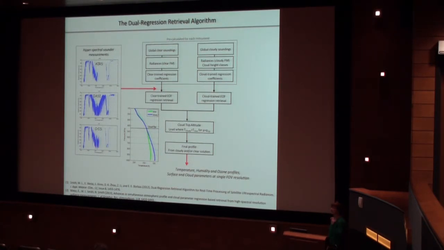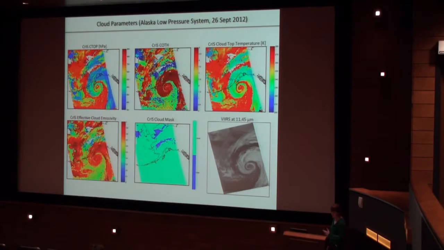I just want to emphasize here that we derive the cloud pressure directly from the temperature profiles, not just from a few selected channels. So these are our cloud parameters for one case, a low pressure system over the Gulf of Alaska. We have cloud top pressure, cloud optical thickness, cloud top temperature, effective cloud emissivity, and obviously we also have the cloud mask.